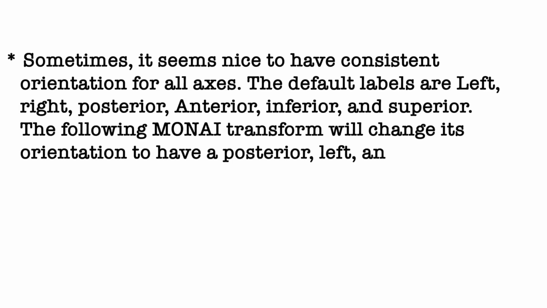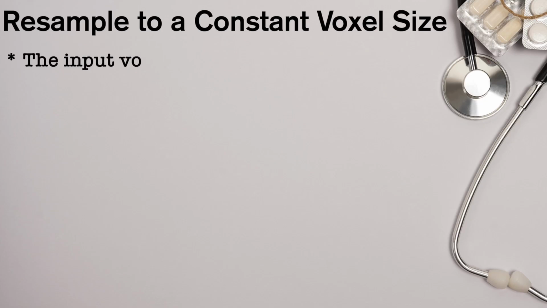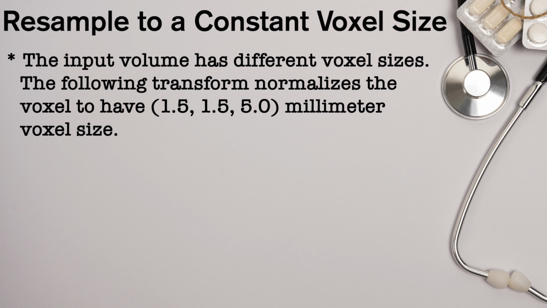Sometimes it is nice to have consistent orientation for all axes. The default labels are left, right, posterior, anterior and superior. The following MONAI transform will change its orientation to posterior, left and anterior, PLI. Now, resample to a constant voxel size. The input volume has different voxel sizes. The following transform normalizes the voxel to have 1.5, 1.5 and 5 mm voxel size.